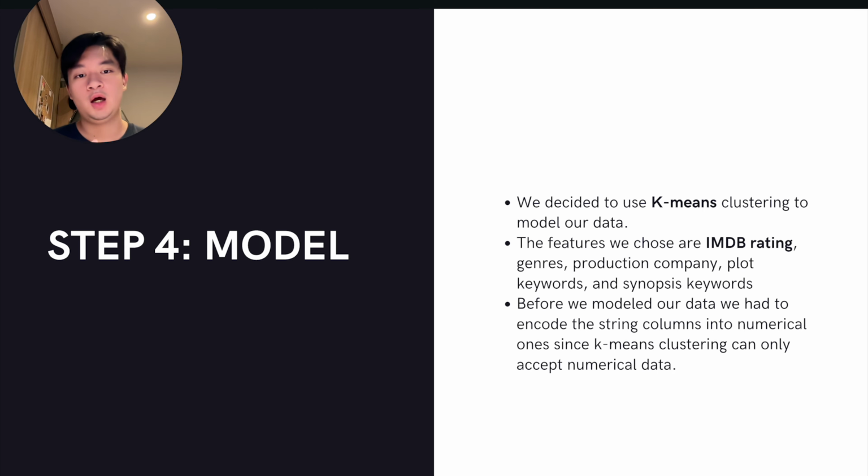Of course, plot is fairly small, but then we also have synopsis, which is quite like a short summary of how the movie goes. So we also extract the keywords, and again, this is from the web scraping. Next is to encode our string columns, let's say the genre and the production company, into numerical ones before we feed it into k-means clustering.